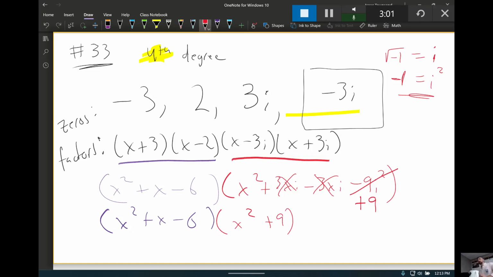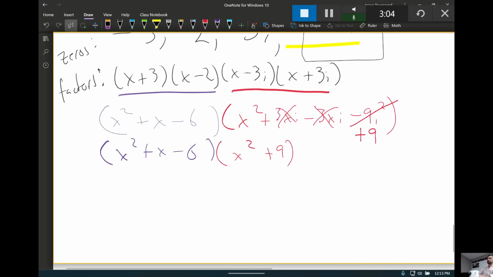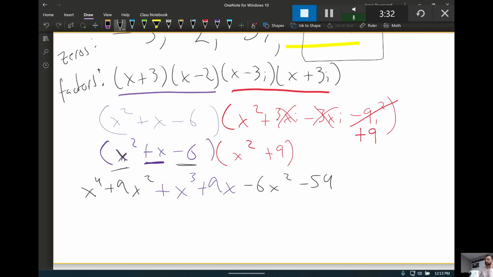Okay, and now I need to multiply one more time. So again, think of it this way. You've got 3 terms times 2 terms, so in the end you should have 6 terms, so you don't accidentally forget any. But x squared needs to be multiplied by both of those. And x needs to get multiplied to both of those. And the -6 needs to be multiplied to both of those. And then again, I think it makes sense to make sure you have 6 terms.